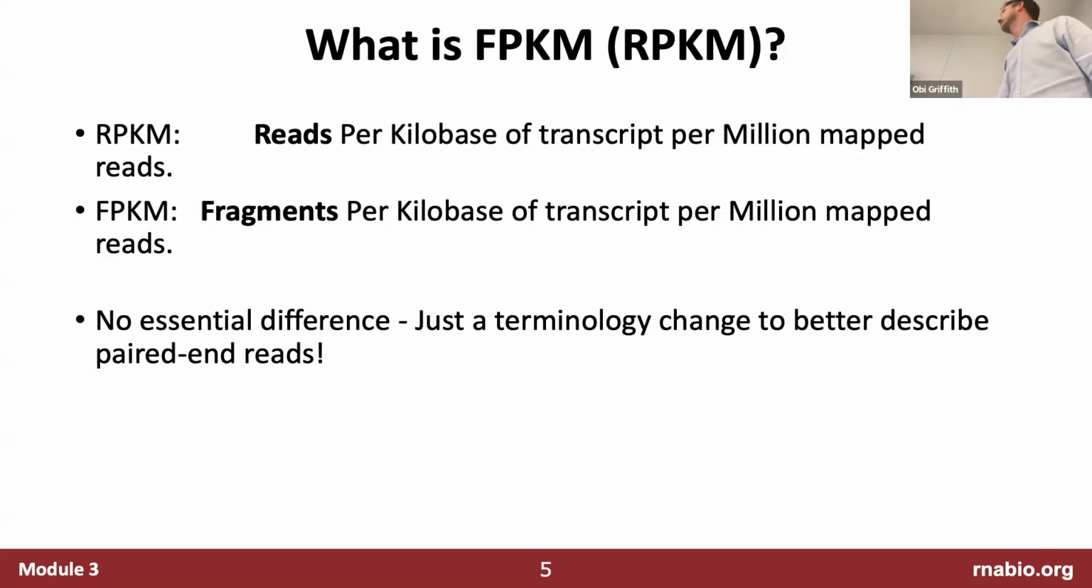And FPKM, or RPKM, was the first simple way of dealing with this, which is just to normalize per kilobase of transcript or gene size and per million mapped reads, which is a measure of the library size. And RPKM versus FPKM is just a terminology thing. When we started, we were just doing single end reads. But when we started doing paired end reads, we didn't count the 2 reads twice. We counted it as one fragment, one paired end sequence fragment. So that's why we started saying FPKM.